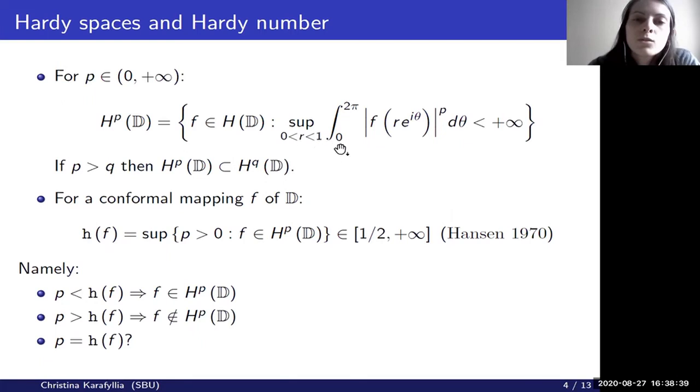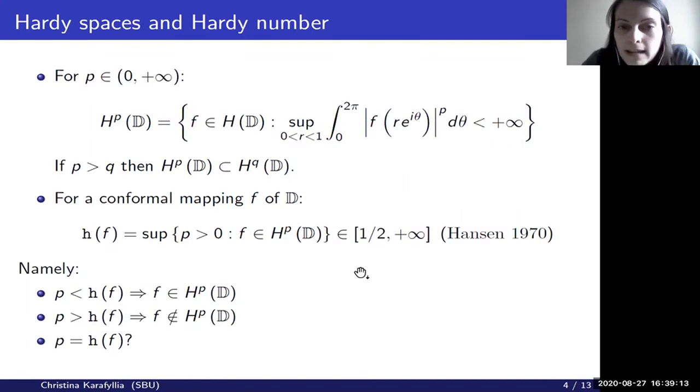So intuitively, the fact that a function f belongs to some Hardy spaces imposes a restriction in its growth. And this restriction becomes stronger and stronger when the exponent p increases. This means that if p is greater than q, then H^p is contained in the space H^q. We'll see some examples in the next slide.